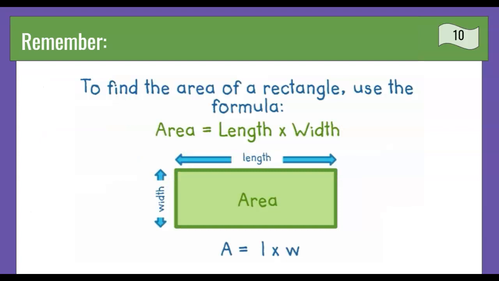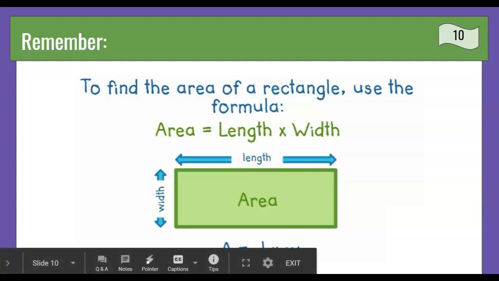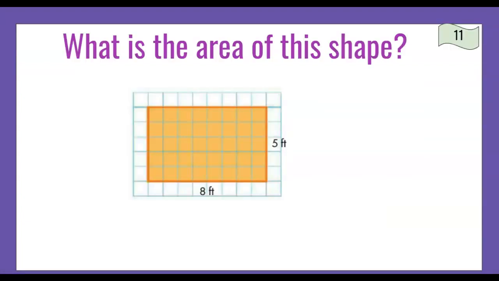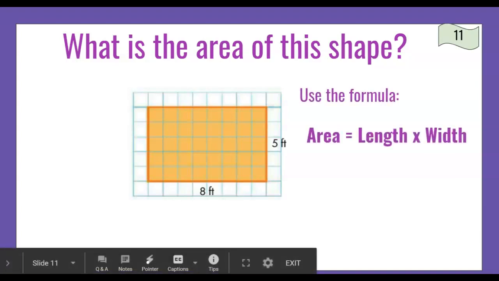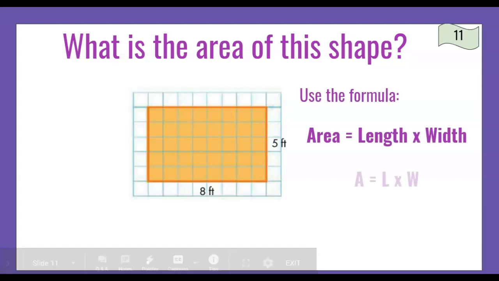Okay, so remember, to find the area of a rectangle, use the formula area equals length times width. Length is usually the longer side of a rectangle, and the width is usually the shorter side. Okay, so area is the length times the width, 2 dimensions. So what is the area of this shape? One side is 5 feet, the other side is 8 feet. Again, we're going to use the formula area equals length times width. A equals L times W, or area equals 8 times 5.